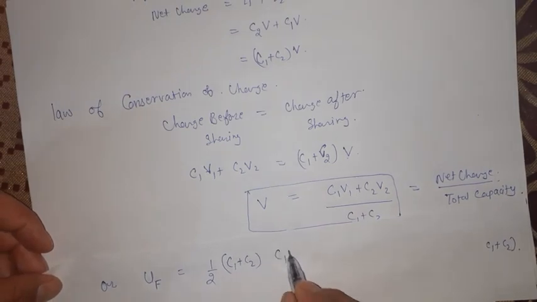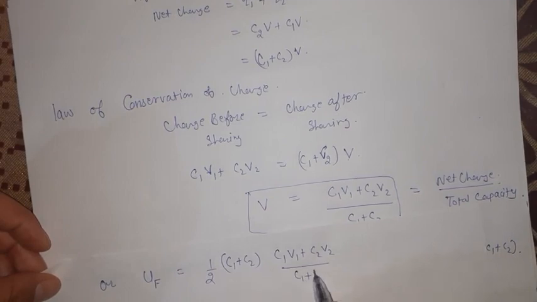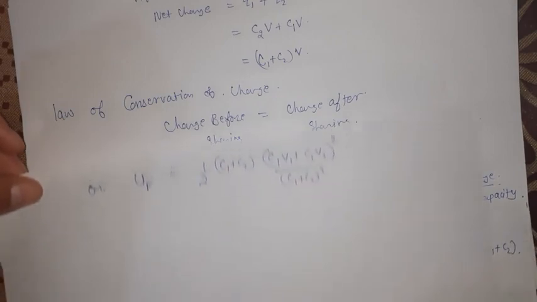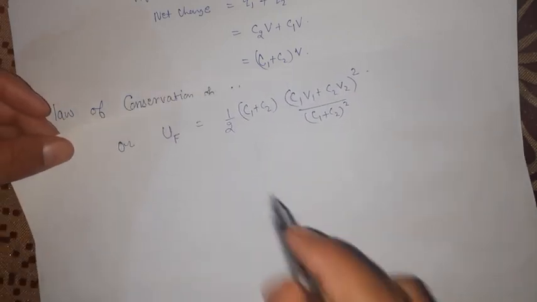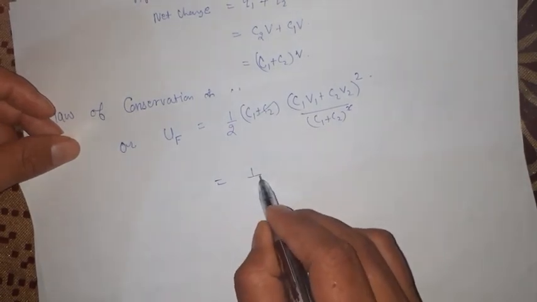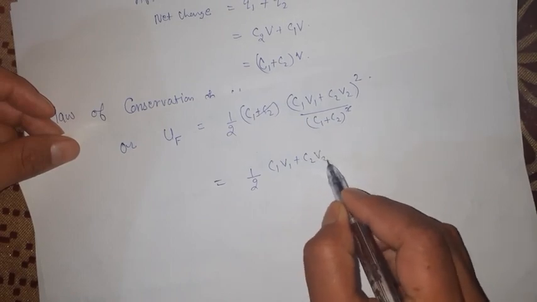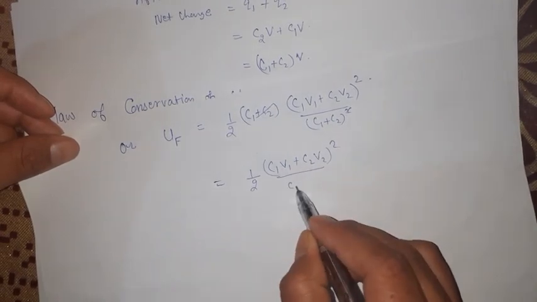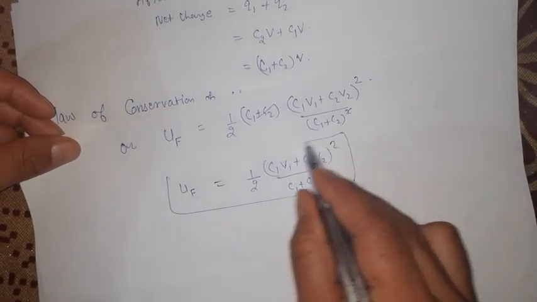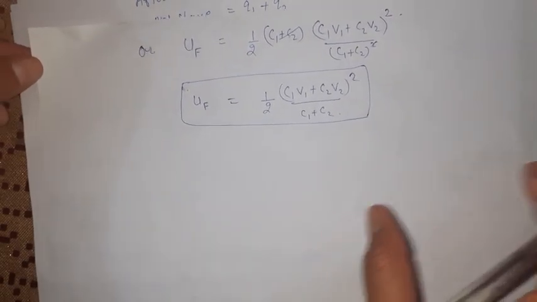How much is the value of common potential? It is (C1V1 plus C2V2) upon (C1 plus C2), and the whole square is there, so I have separated the square into numerator and denominator. One power is going to cancel, and we get 1 by 2 (C1V1 plus C2V2) whole square upon (C1 plus C2). This is my final energy, which is stored in those two capacitors after sharing.